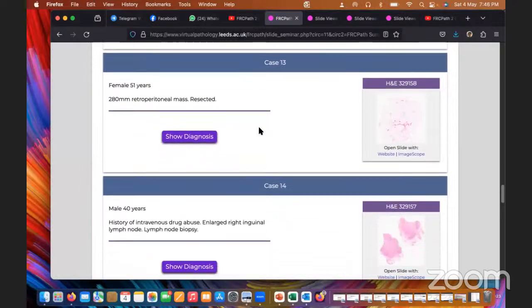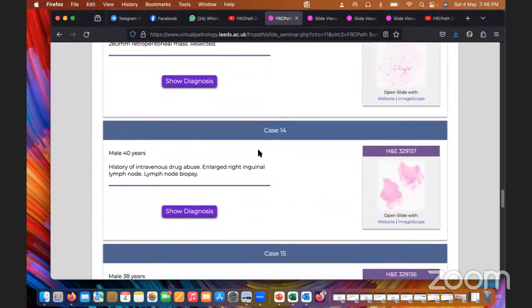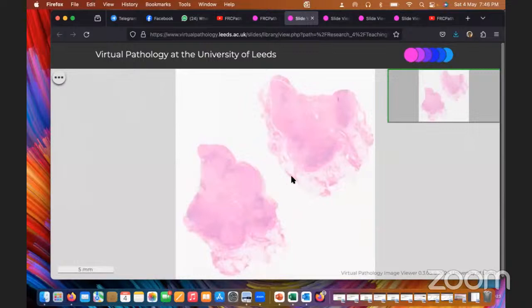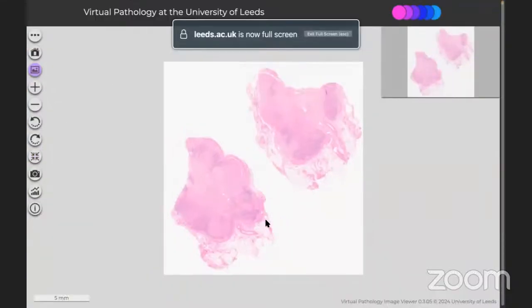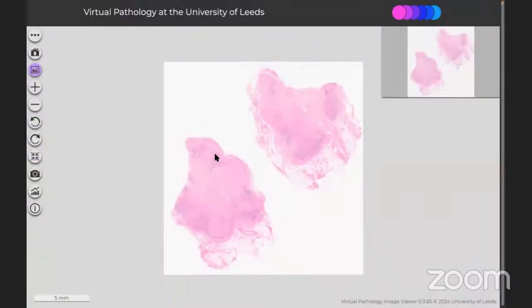Now moving on to our case number 14. A male, 40 years, and the given history was intravenous drug abuse, and the patient presented with an enlarged right inguinal lymph node. The lymph node excision biopsy has been done. From the lower magnification, we can see that this is a very pink node, and a very small amount of bluish lymphoid area is there.